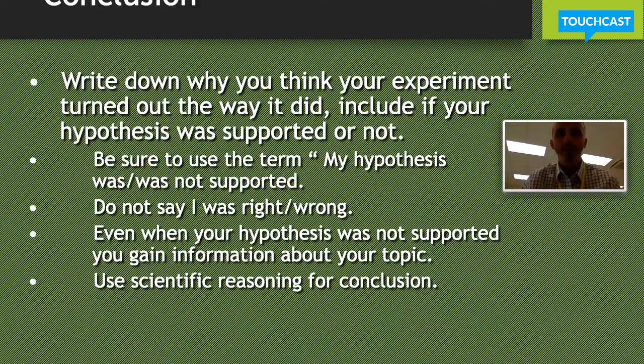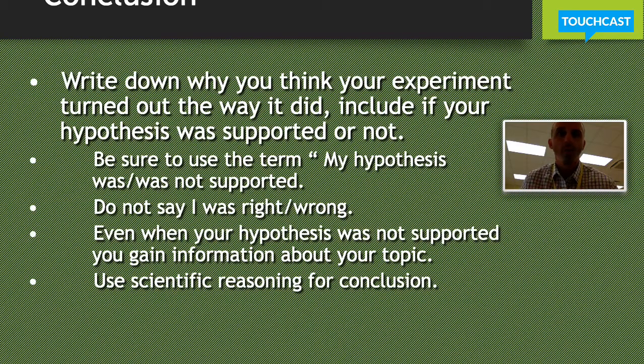So your results part is basically just writing out what happened based off of your graph. The conclusion part is where you start thinking like a scientist. And so it says to write down why you think your experiment turned out the way it did, and include if your hypothesis was supported or not, which means if you think that the plants that had caffeine would grow more, then you say my hypothesis was supported. If you thought the water would, then you would say my hypothesis was not supported.